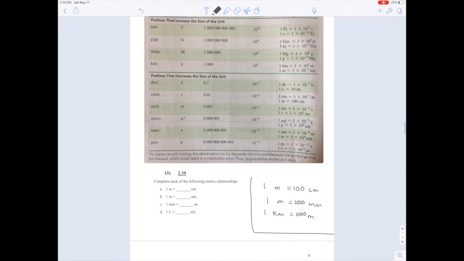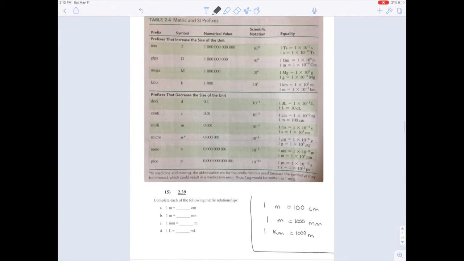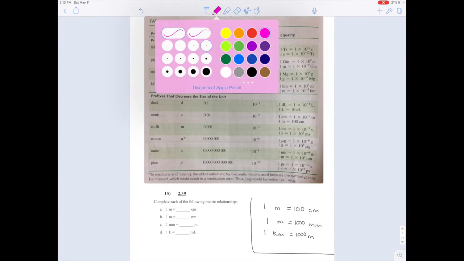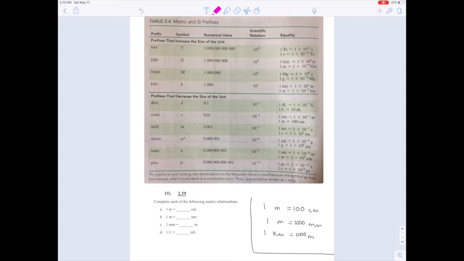The way that you would look them up on a table, and in this chapter the table would look like table 2.4, is you would want to look for the prefix. Here they're giving us a symbol, so we're going to look under the symbol column of this table until we find the symbol we're interested in. For A on 15, we're looking for C. So I'm going to keep going down until I see it. Here it is.